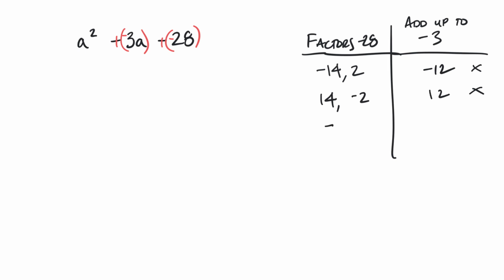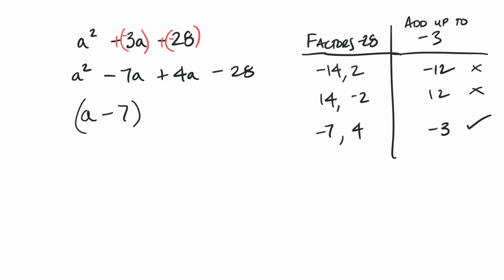Let's see, other factors. So let's do 7 and 4. So one of those has to be negative in order to make it multiply together to get negative 28. Let's do that one negative. So it's negative 7 and 4. That's going to give us negative 3. That is what we want. So we'll replace that. We've got a squared minus 7a plus 4a, and then minus 28, or plus negative 28. So then when we write our factors, it's going to be a minus 7 times a plus 4.